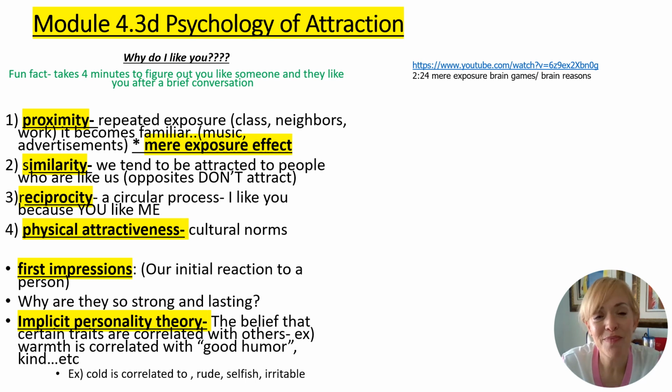This is a fun topic. What makes you like somebody else and what makes them like you? It could be 4 different aspects. It could be proximity. Maybe you like them because they sit next to you in class. They're near you, right? You always see them. That also plays a role in the mere exposure effect. The more you see them, the more you like them.